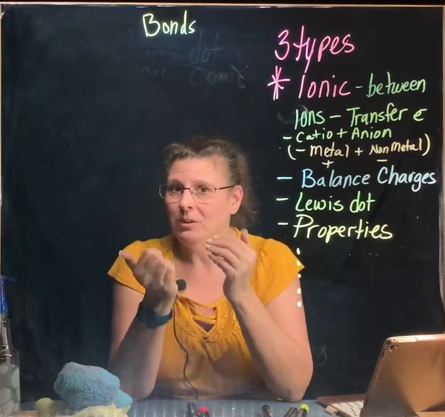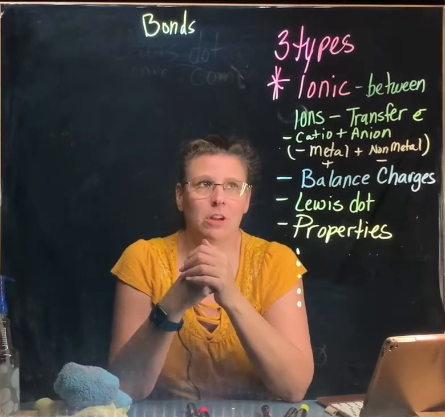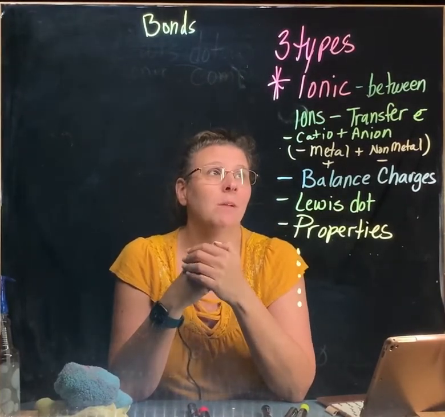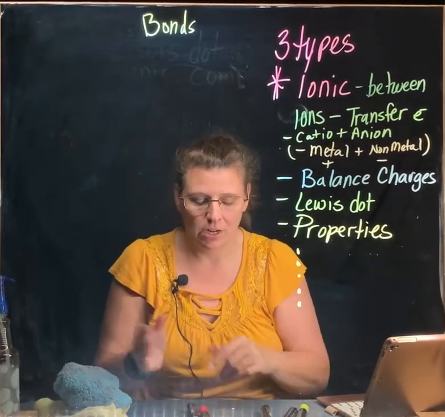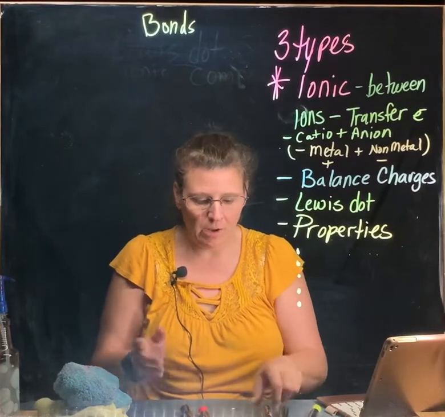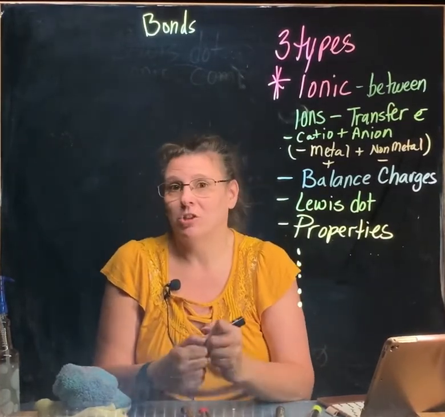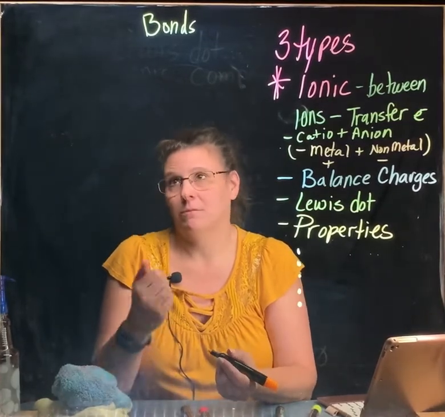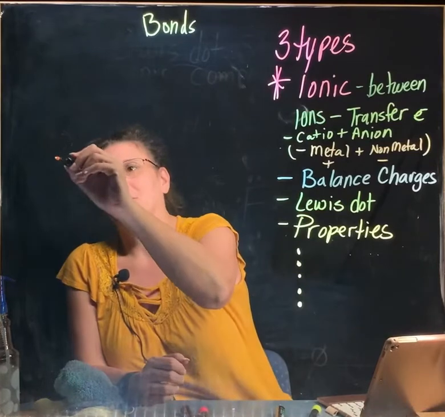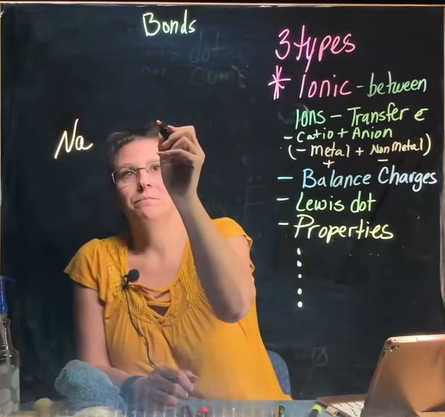So I'm going to show you kind of what this looks like, and then we'll do a Lewis dot structure, and we'll talk about properties at the end. Okay, so ionic bonds is between ions, and it is a transfer of electrons. Okay, so earlier in one of the earlier lessons we talked about Lewis dot structures, so we'll start there. Okay, so a Lewis dot structure, we'll start with something a little bit easier, sodium. So sodium is Na, and we have chlorine.